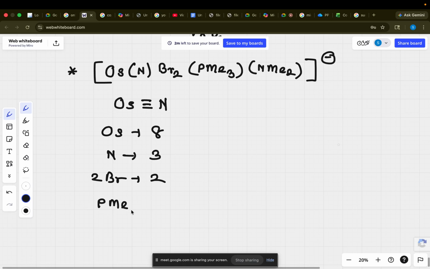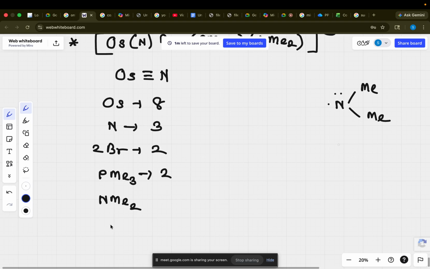PMe3, this PMe3 unit is donating 2 electrons, and last you have NMe2. Here also you can see, if you donate NMe, 2 electrons are involved in this bonding, so that means 3 electrons left. But if you see, osmium 8, so 8, 3, 11, 2, 13, 2, 15, and you have a negative charge.